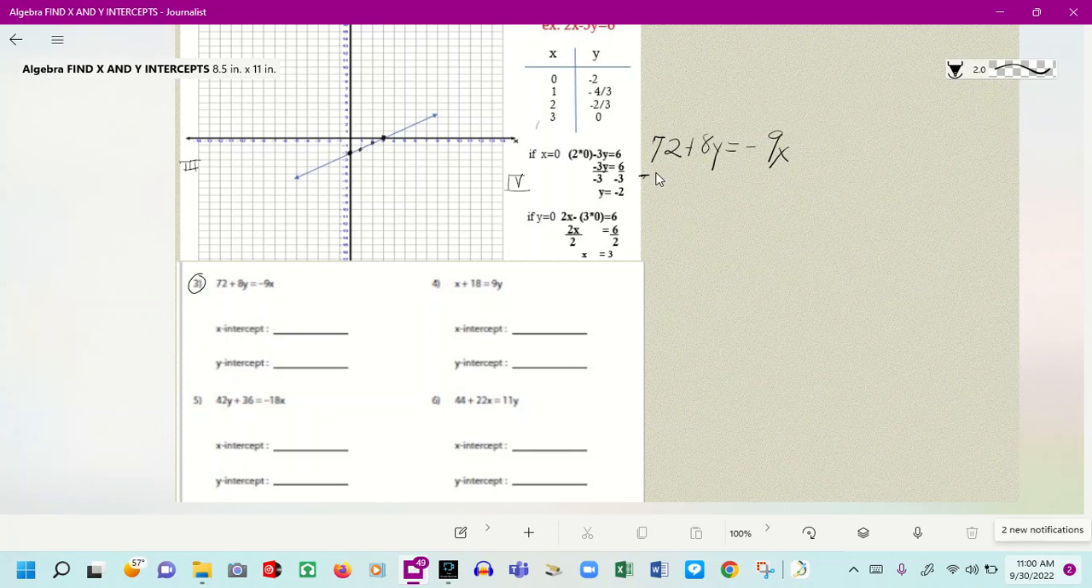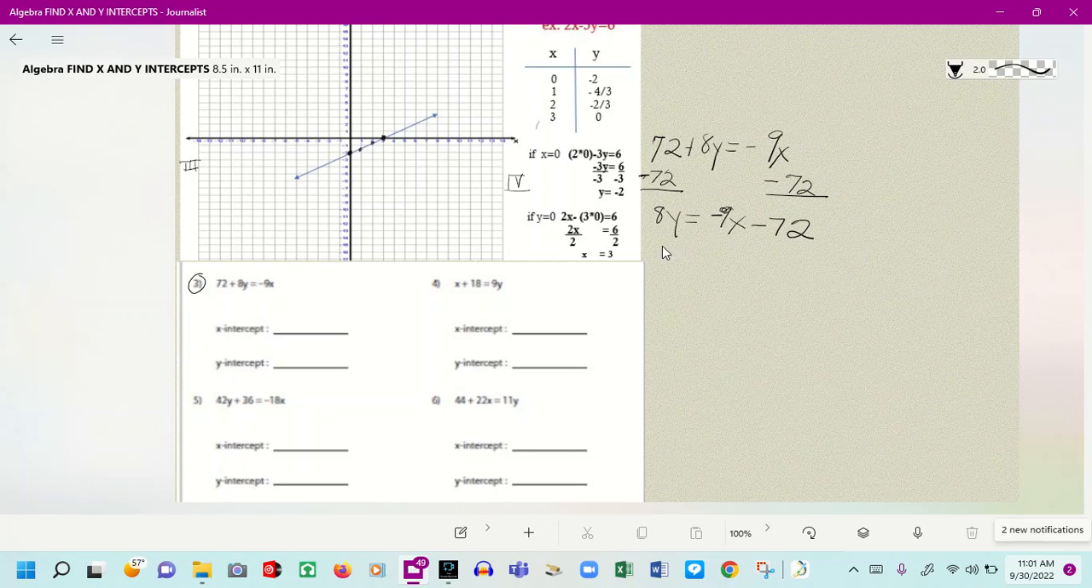The coefficient goes to the other side, so let's cancel it off this side. If we do it over there, we must do it on this side of the equation of the equal sign as well. So the 72's cancel out, bring down the 8y equals negative 9x minus 72.